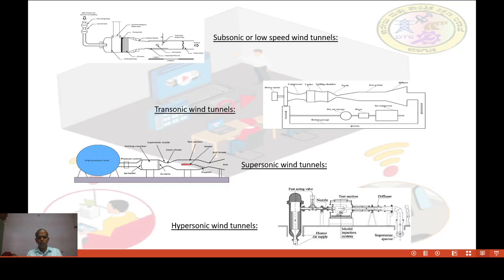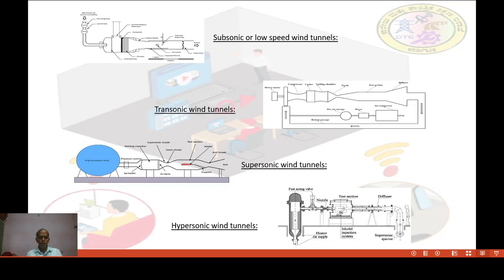These wind tunnels are very common in the aircraft industry as most aircraft operate around this speed. Supersonic wind tunnels. As the name indicates, the speed of the air is very high compared to the sound. That's why it is called a supersonic wind tunnel.